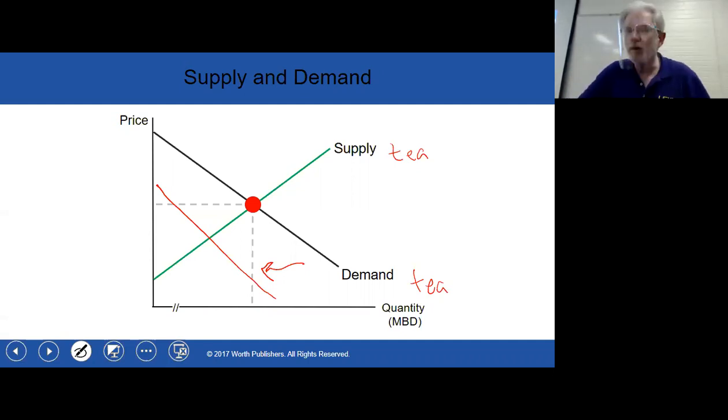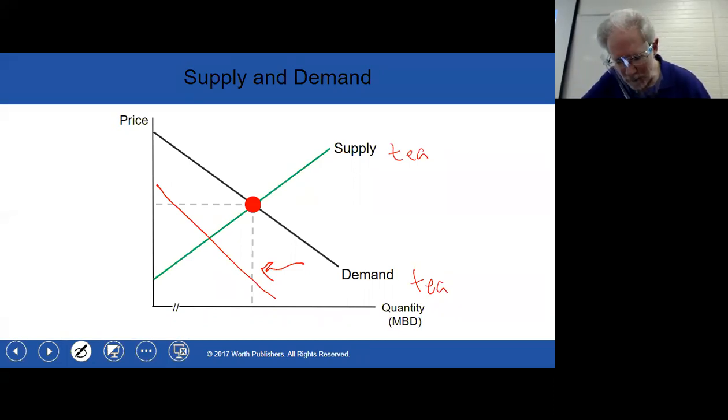And so that's why you want to go back and review the list of shift factors for demand and for supply on a regular basis, because you want to be able to look at a problem and it pops into your head: which is this? Because as soon as you see these are complements, then you know it's demand that's going to shift. And then you just have to figure out, are people going to demand more tea, given that it's now going to cost them more to drink it with sugar? Or are they going to demand less? Clearly they're going to demand less.